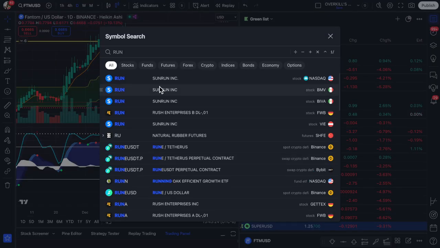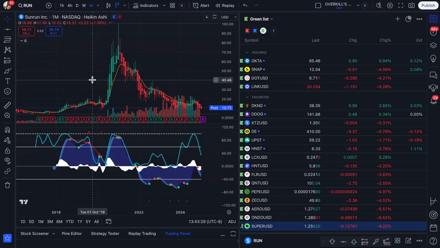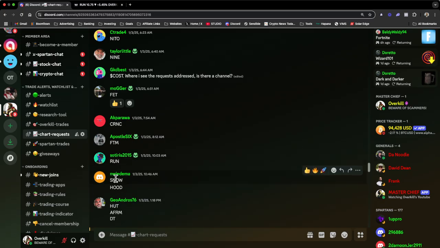We got RUN, Sunrun, solar company. What's the monthly saying? The monthly's still red. So wait for that monthly to flip green.